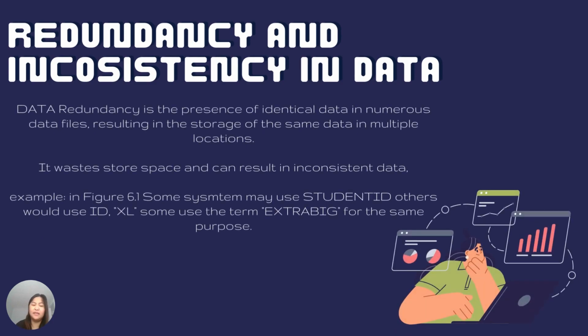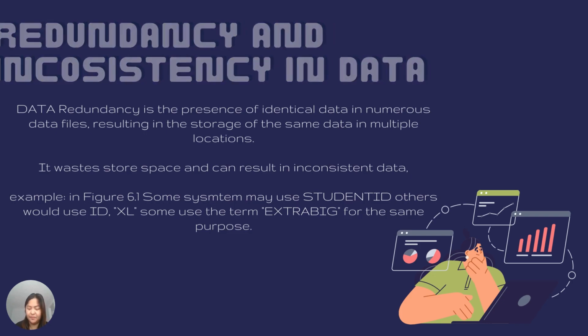Redundancy and inconsistency in data is the presence of identical data in numerous data files, resulting in the storage of the same data in multiple locations. It wastes storage space and can result in inconsistent data. For example, in Figure 6.1, the first illustration that I showed you earlier, the system may use student ID, others would use ID instead, some use the letters X and O, and some use the term extra big for the same purpose.